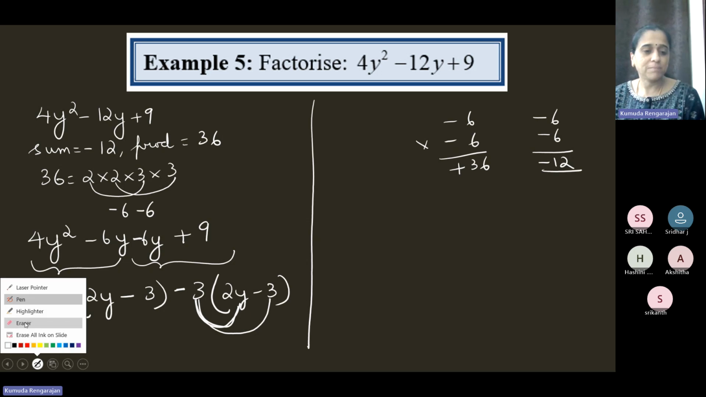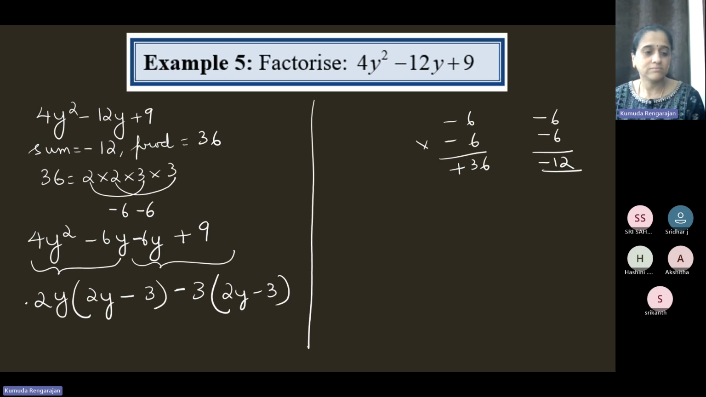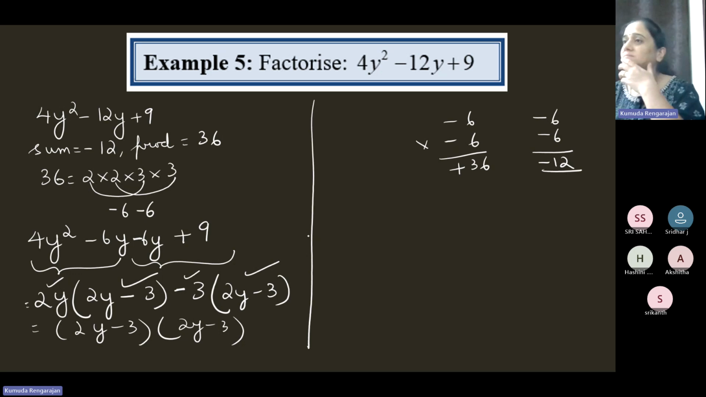Now the last step. So these two, write it once, 2y minus 3. And then this one and this one in the other bracket, 2y minus 3. See, we got the same thing, right? 2y minus 3 into 2y minus 3. Sure?